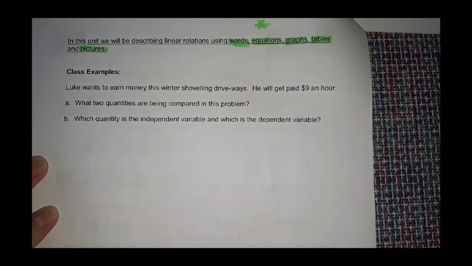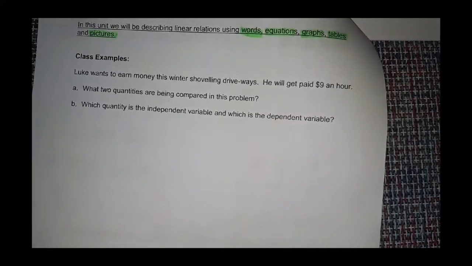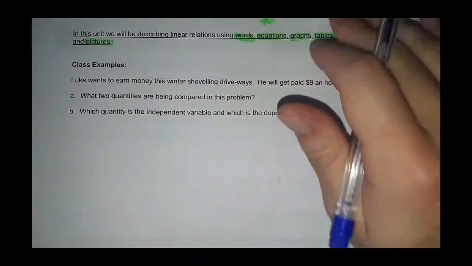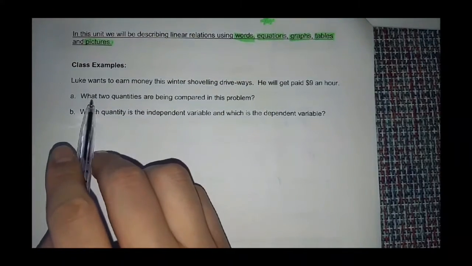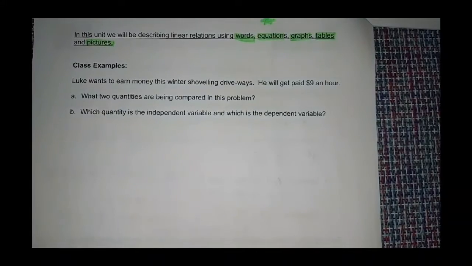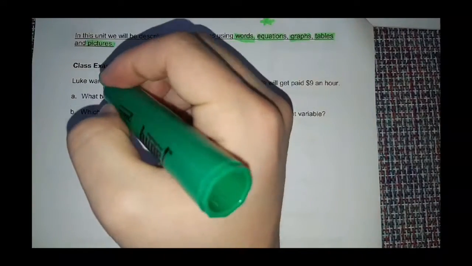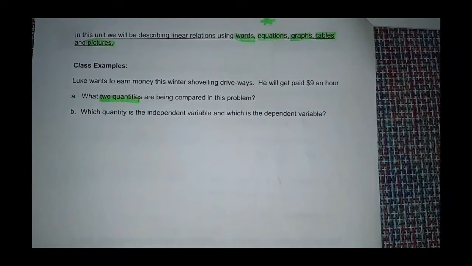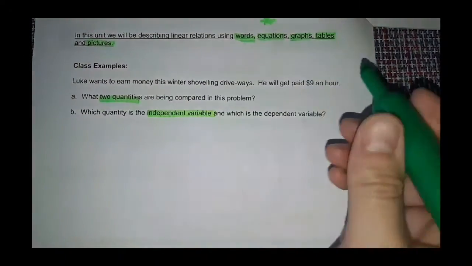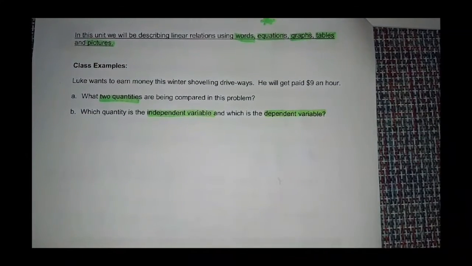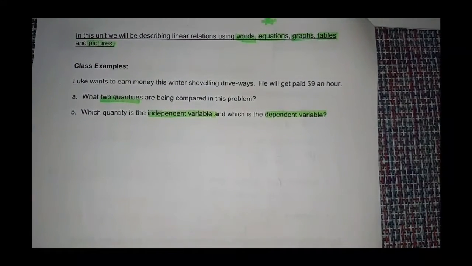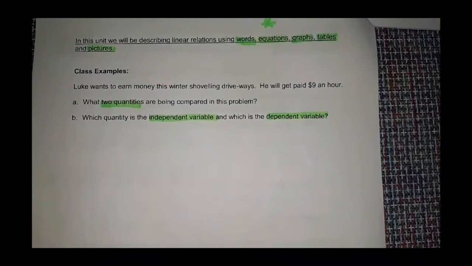Luke wants to earn money this winter shoveling driveways. He will get paid $9 per hour. And here are a little bit of steps, if you will. The first step is always about identifying two different types of quantity. And these two quantities, ladies and gentlemen, if I use math and science terms, are defined as independent variable and dependent variable. So let's define some of these terms first.